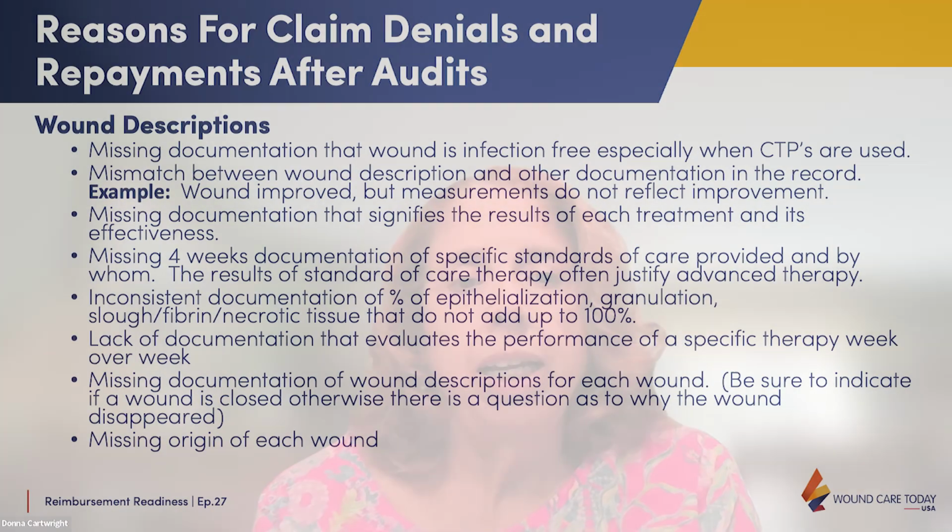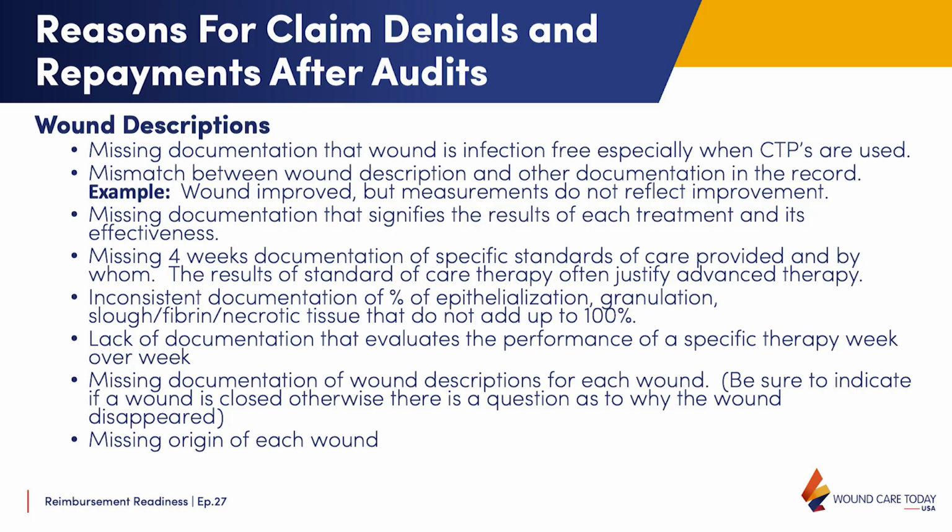So other reasons for claim denials and repayments after audits, we'll talk about the wound descriptions. Missing documentation that the wound is infection-free, especially when CTPs are used. It's very important because most CTPs are contraindicated in the presence of infection. Sometimes there's a mismatch between wound descriptions and other documentation in the record.